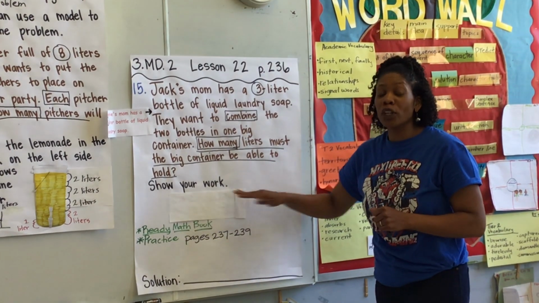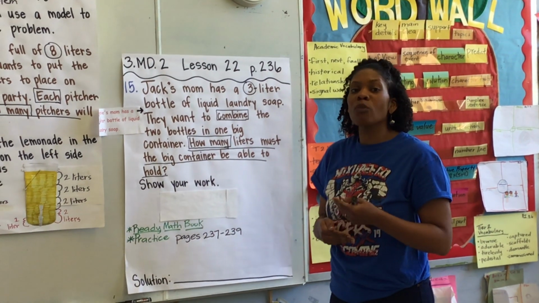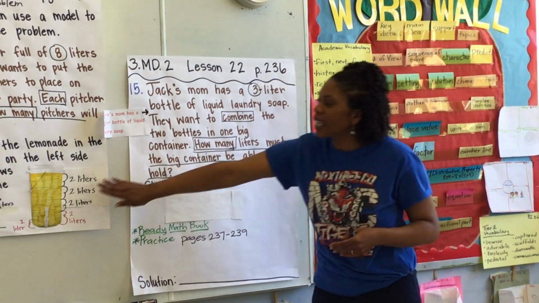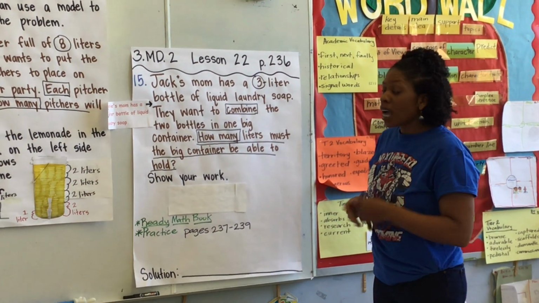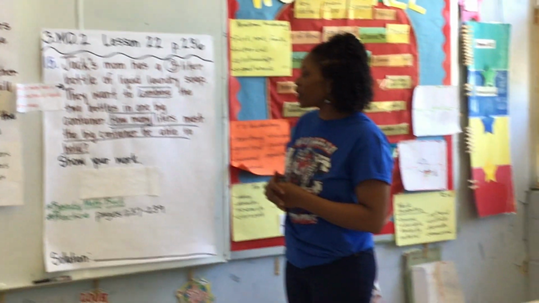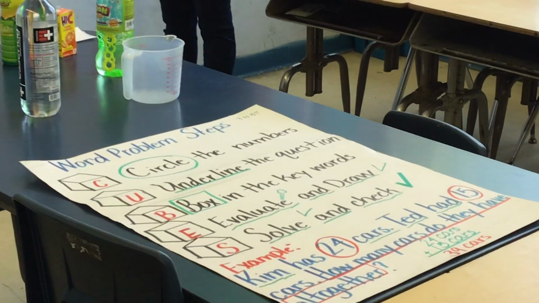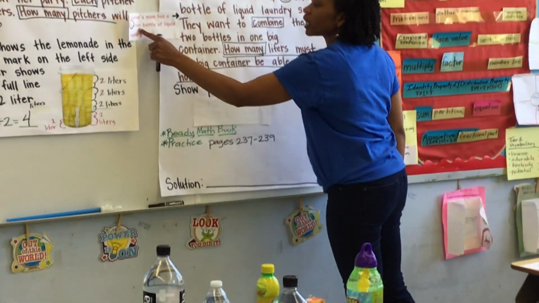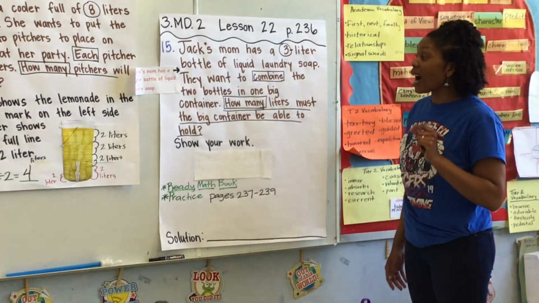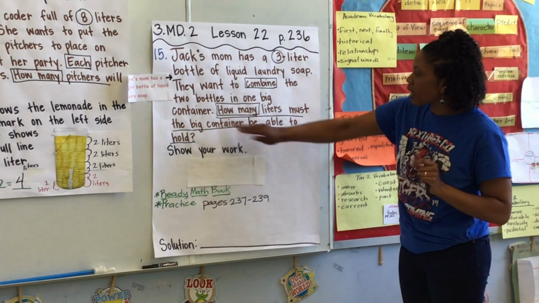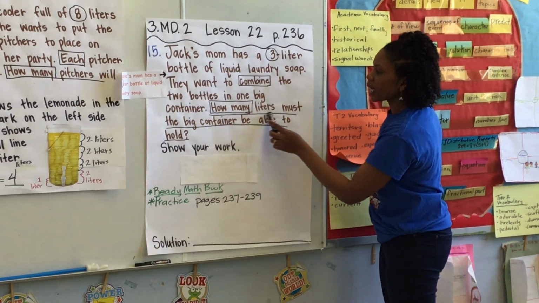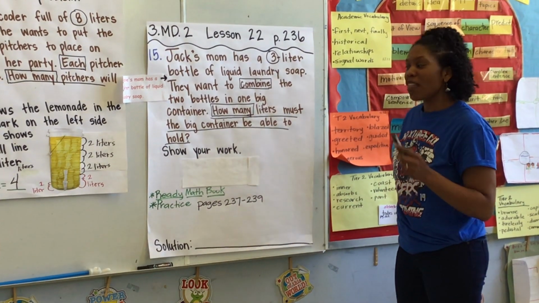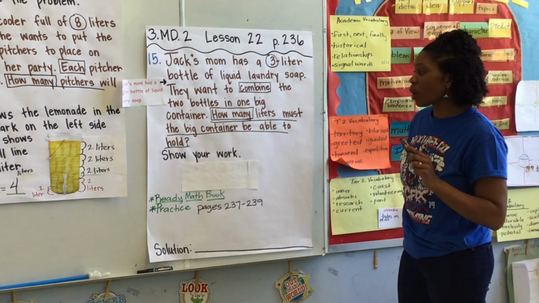When it says show your work, you want to either draw something or write an equation. Here I'm going to show you how to write an equation based on what we just did on the problem before. Again, we're going to use the CUBES strategy. C means to circle the numbers, so I have circled 3 liters and 5 liters. The U tells you to underline the question: how many liters must the big container be able to hold? Now we're going to box in those clue words, those important words.